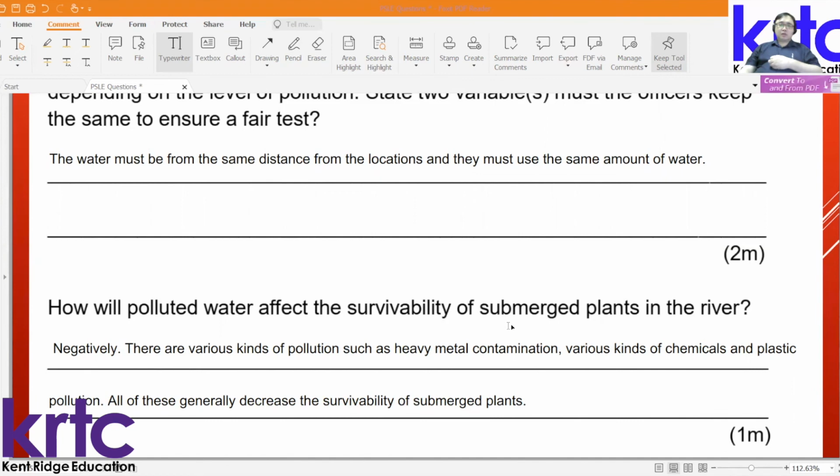So to sum it up, it generally will have very bad effects on the survivability of the plants, and in time, will probably kill them. In some cases, quite rapidly.